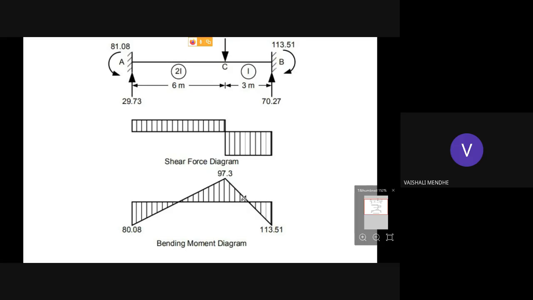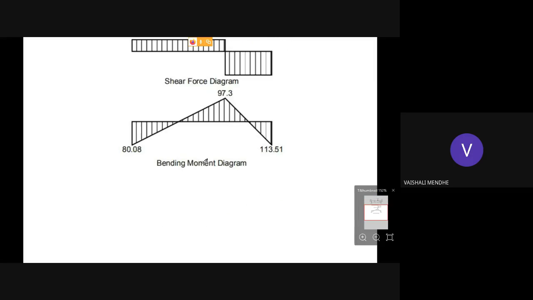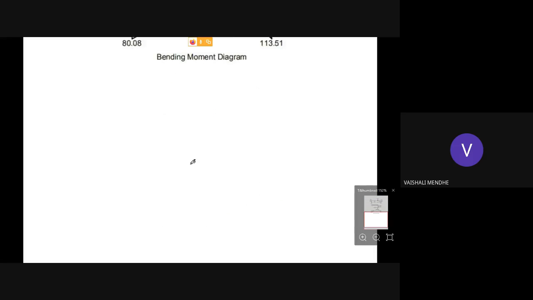Okay, so in this way you can plot the bending moment diagram and the shear force diagram. So you just refer to this note, then by seeing this you will be able to plot the shear force diagram and the bending moment diagram. Okay, so these are the two problems. I will send you these notes, you just go through these problems and try to understand this method. Then I will go to the next, third problem.